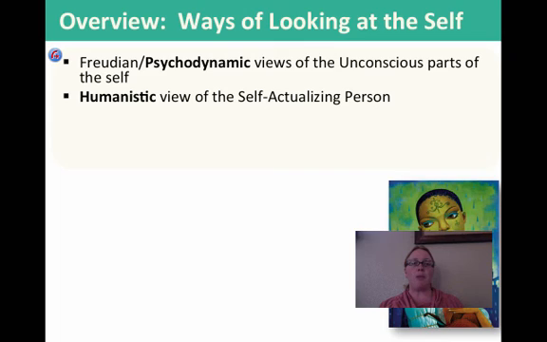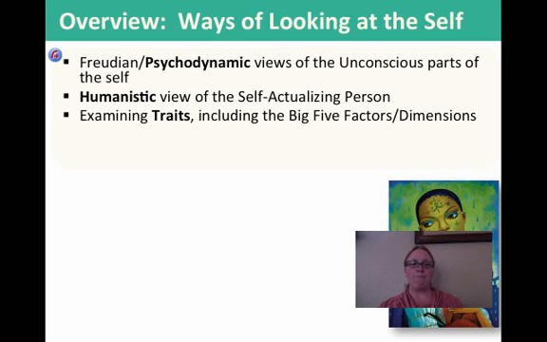Then we're going to talk about the humanistic view of the self-actualizing person. Remember, this is based off Maslow, being the best you that you could be. And then we're going to look at some more current personality research that talks about traits, including the big five factors and dimensions, and how we've taken all of this information we've gathered about the self and put it into meaningful clusters.